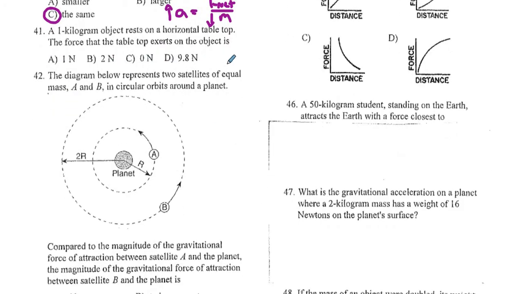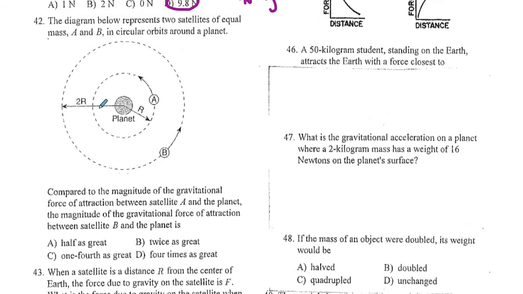Question 41 says a 1 kilogram object rests on a horizontal table. The force that the tabletop exerts on the object is very similar to before: the normal force is equal to the force of gravity, if you draw a free body diagram. This can be found by m times g. So I take 1 and multiply it by 9.81, and I get 9.8 newtons.